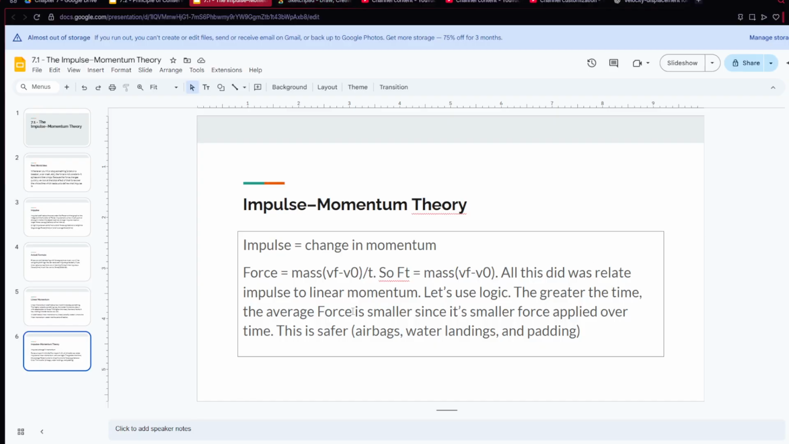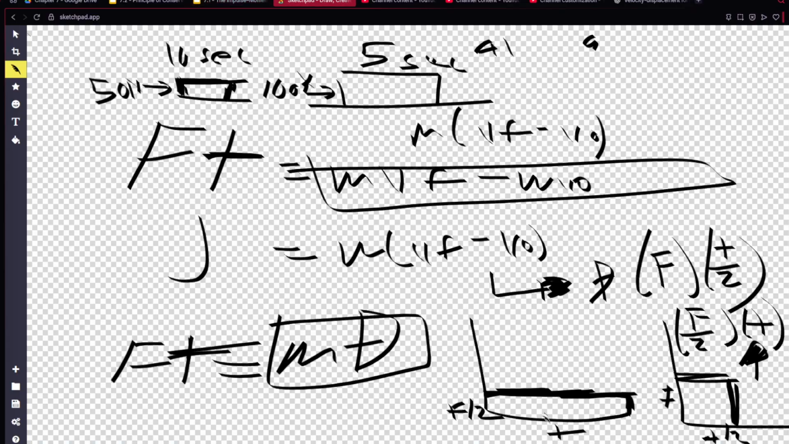The greater the time, the smaller the average force is, and likewise, if we make the time smaller, then for the same area we'll have to have a greater force. Meaning that with a shorter time, it's the same impulse, but a greater amount of force applied during that small interval. So yeah, that's the logic behind the thing here.